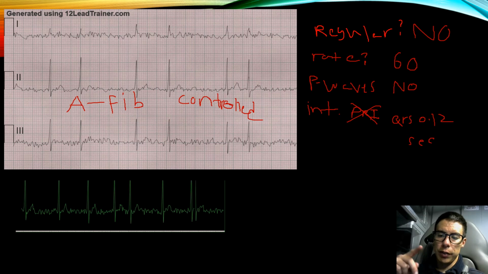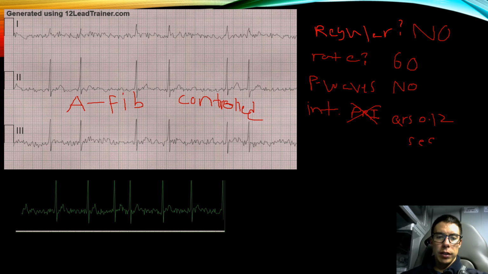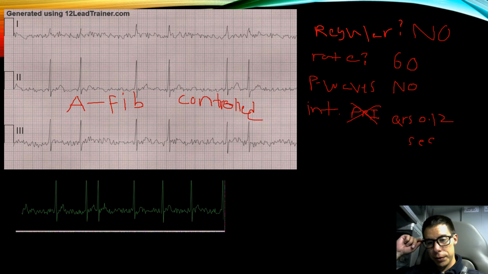So let's check out the dynamic cardiology of AFib. See all that random, not really organized atrial activity, just a bunch of gunky, scribbly stuff.